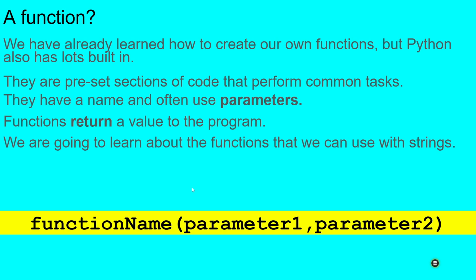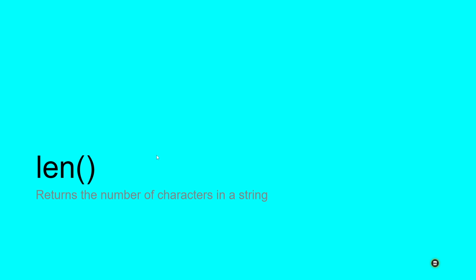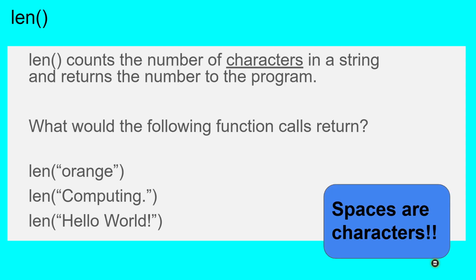So we're going to give them a function name and a specific parameter inside of the parentheses. In this case, if there are two, there will be parameter 1 and parameter 2, followed by whatever should be executed inside of this function, and the last thing will be return. So we're using len, which returns the number of characters in a string, and it essentially counts the number of characters in a string and returns that number to the program.